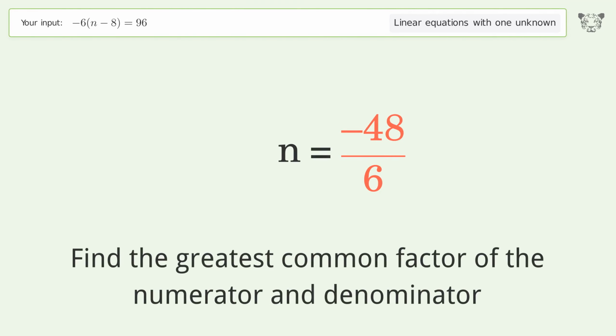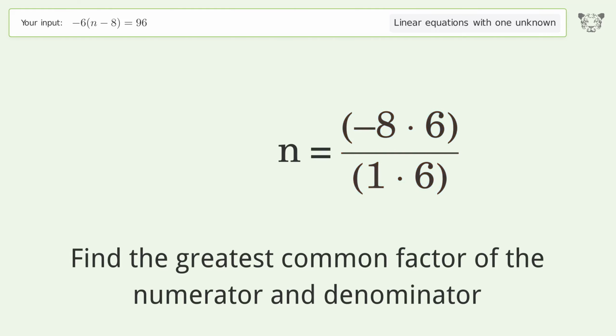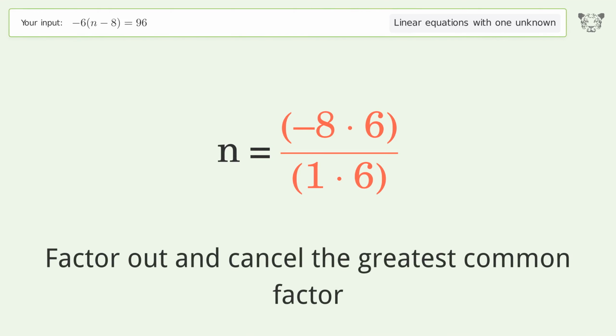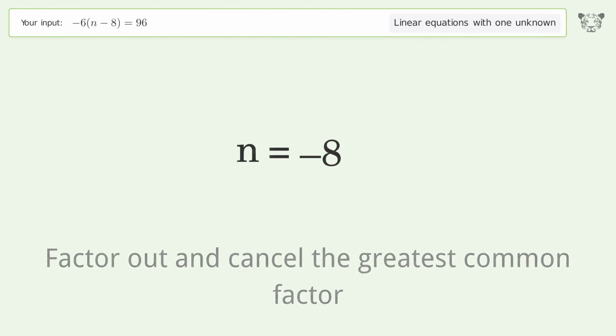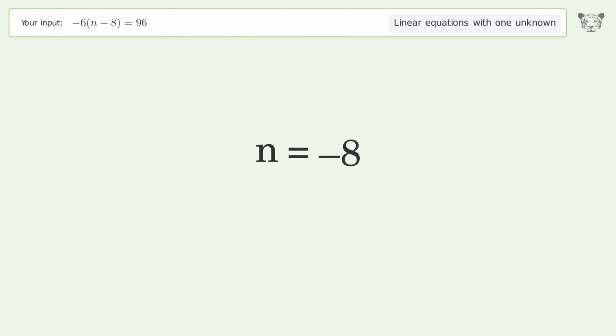Find the greatest common factor of the numerator and denominator. Factor out and cancel the greatest common factor. And so the final result is n equals -8.